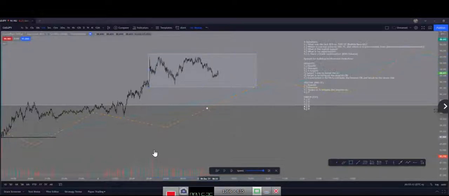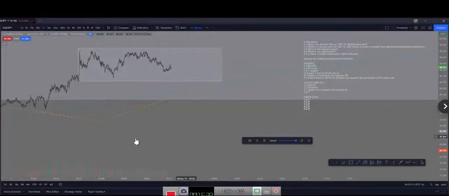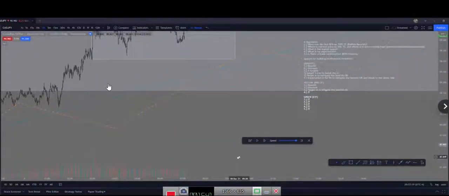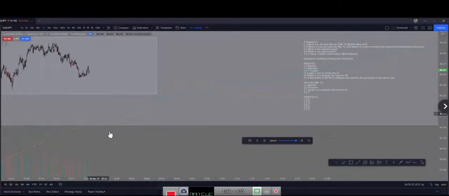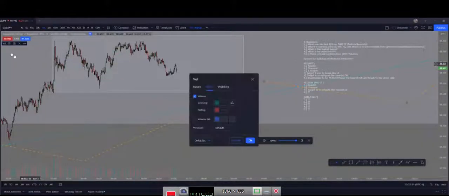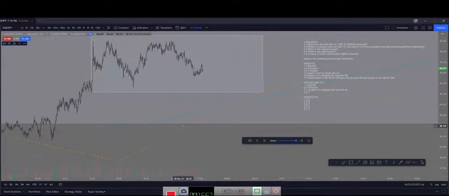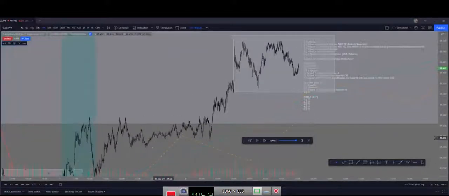Yes, sir. Let me see. Yeah, volume is high, and sorry, you can see now. I could change the colors to darker. Stop loss where? Right here? This guy? Okay, I'll do that.